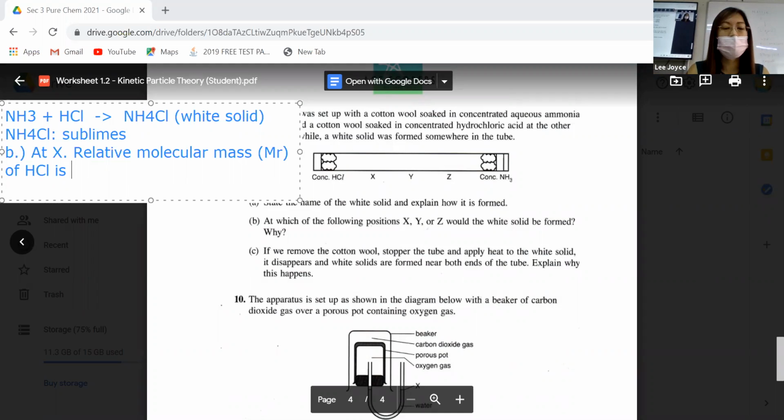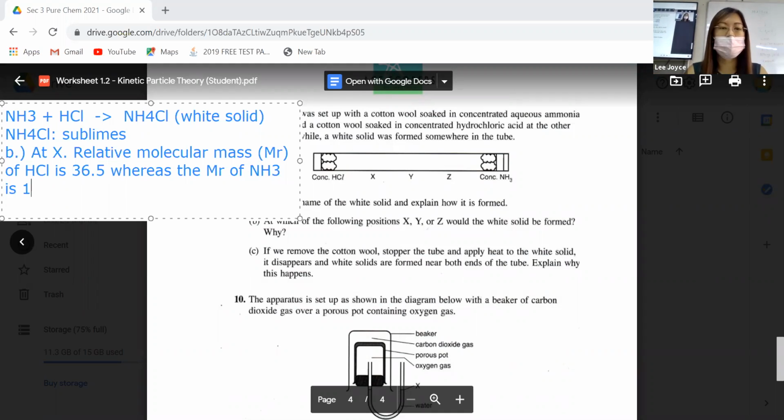Okay, so relative molecular mass, Mr, of the hydrogen chloride, HCl, is how much? 36.5, right? 35.5 plus 1 is 36.5, whereas the Mr of NH3 is 17. See, I use the word Mr now because I've mentioned what Mr is in the first place. Whereas the Mr of the ammonia is 17.